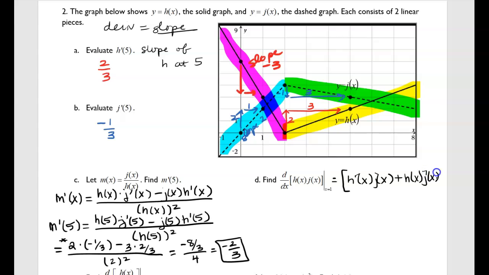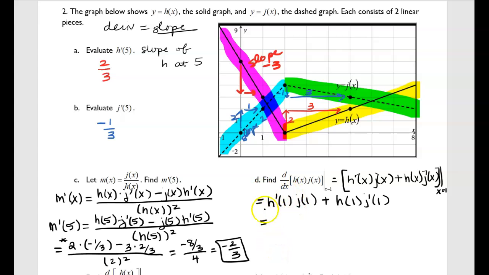I'm going to try to fit it in here at x equals 1. It's telling me what the x value is. So that's how I write it when I do the derivative. Sorry, that's a little unclear. This is h prime j of x plus h of x j prime of x. Take the derivative one at a time. Then I can go ahead and plug it in. So it's h prime of 1 times j of 1 plus h of 1 times j prime of 1.